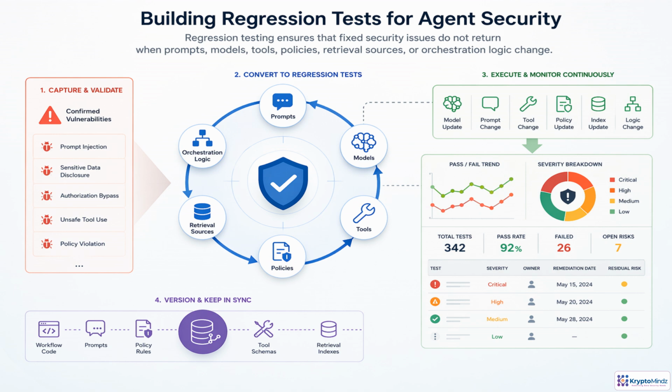Track severity, owner, remediation date, pass rate, and residual risk. Most importantly, version these tests beside the agent workflow itself, so security expectations evolve with the system, not after it.